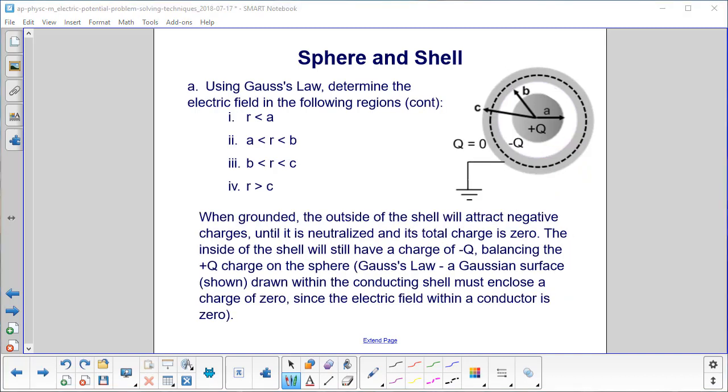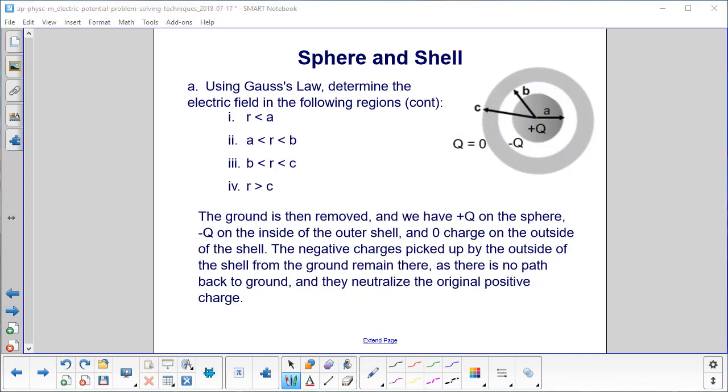We then ground the shell. The outside of the shell will attract negative charges from the ground until it is neutralized and its total charge is 0. The inside of the shell will still have that negative Q charge which balances the plus Q charge on the sphere. And that's a consequence of Gauss's law and electrostatic equilibrium for conductors, where the electric field within the conductor is 0, so it must enclose a net charge of what? 0. So on the outside of our shell, we have Q equals 0. On the inside, we have a negative Q, and then we have a positive Q here on the sphere.